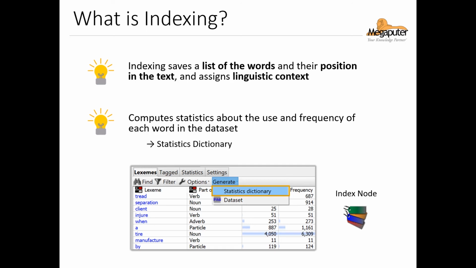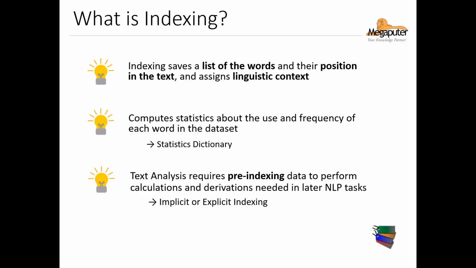And in the next video, we'll see how this can make a big difference in tasks like keyword identification, which is the basis of the keyword extraction node. Now, as we mentioned earlier, text analysis nodes require that the text is indexed with all this statistical and linguistic context in order to perform natural language processing tasks. And depending on how we organize our workflow, this indexing may occur implicitly with the addition of a text analysis node or explicitly with the index node.